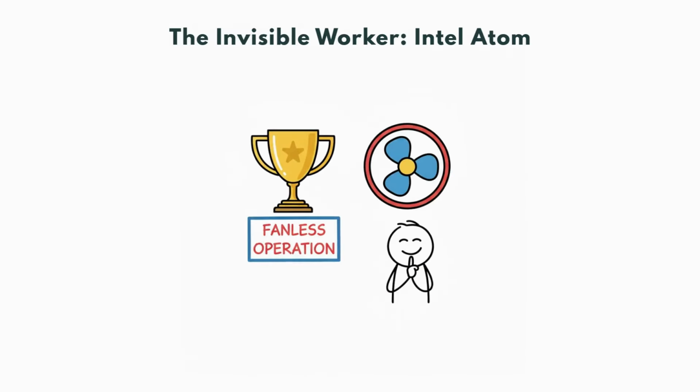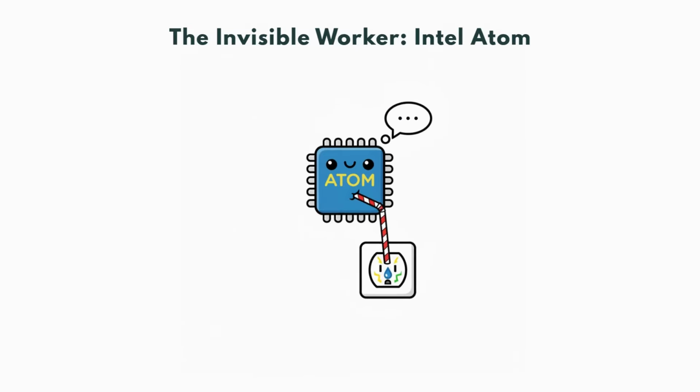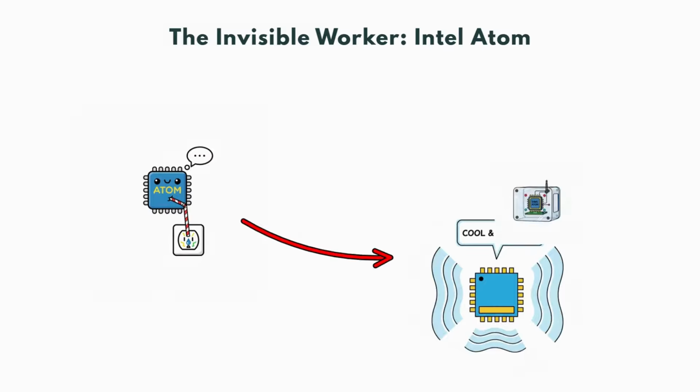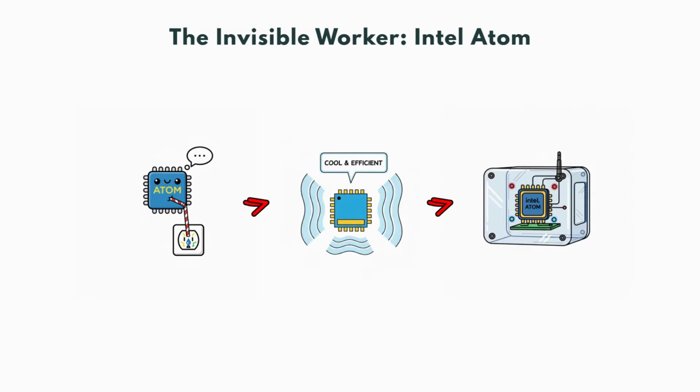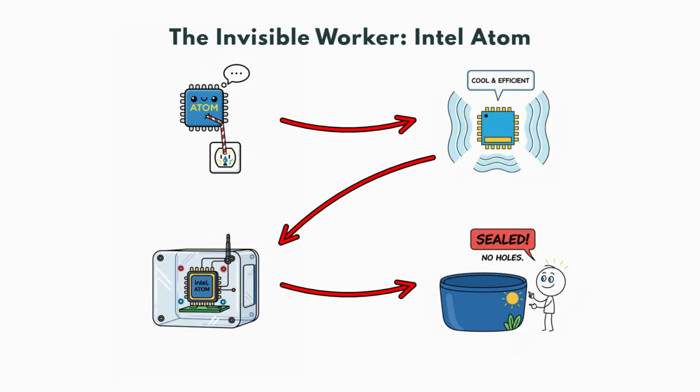The win is fanless operation. Because Atom chips sip electricity, they generate almost no heat. This allows them to be installed in sealed, dust-proof enclosures without needing ventilation holes or noisy fans.